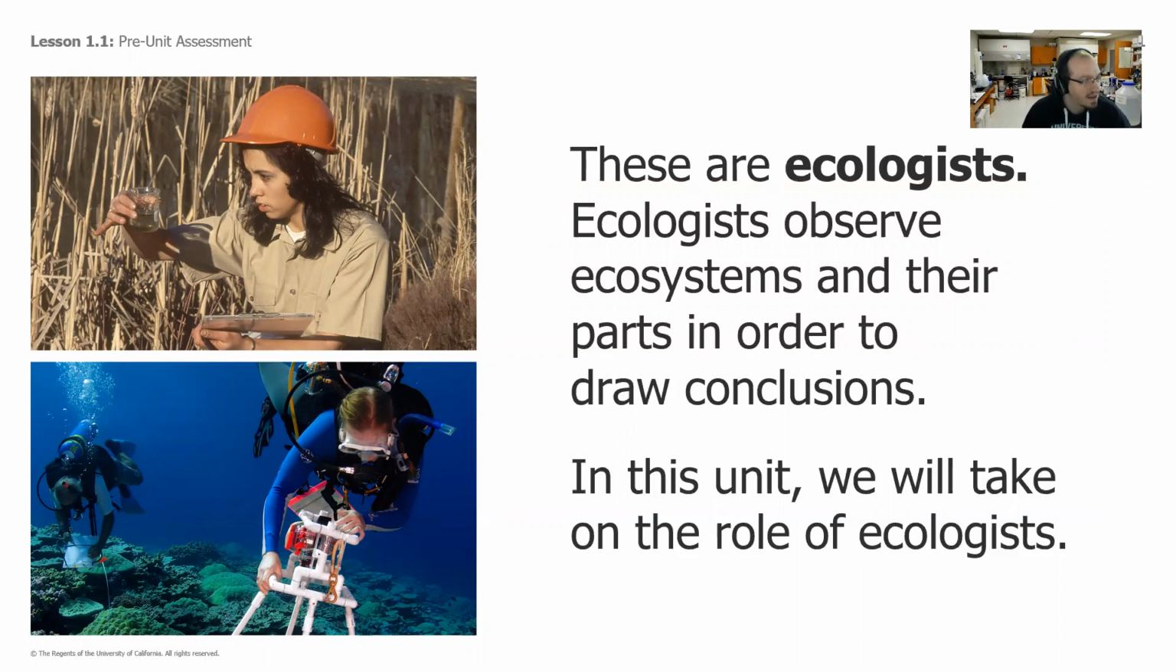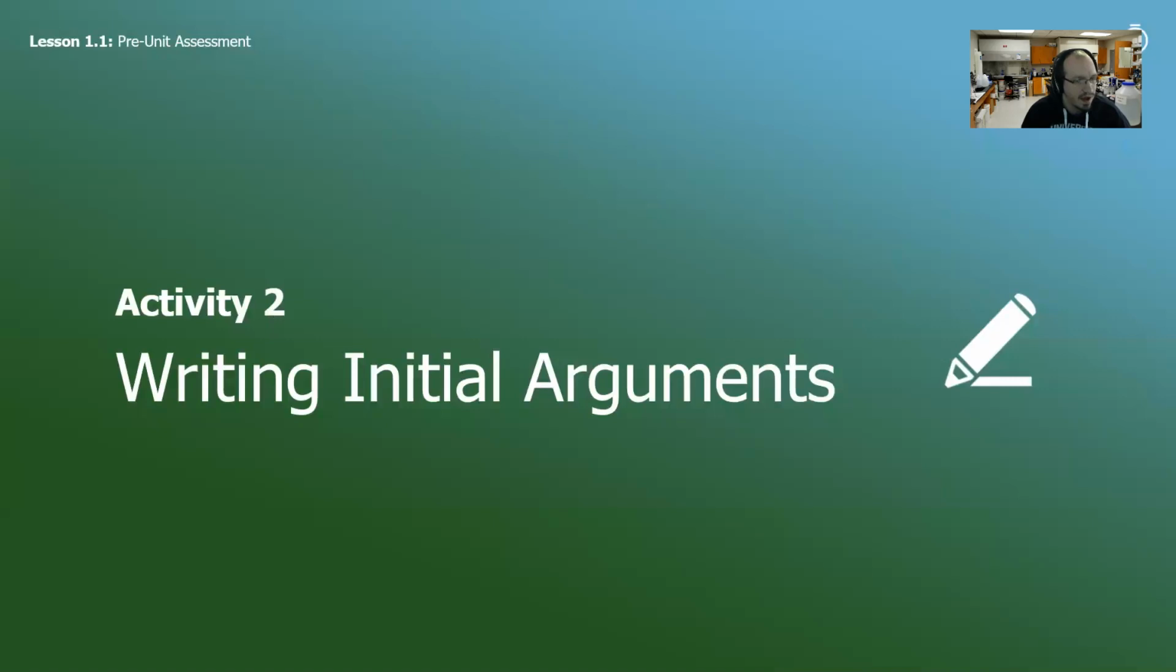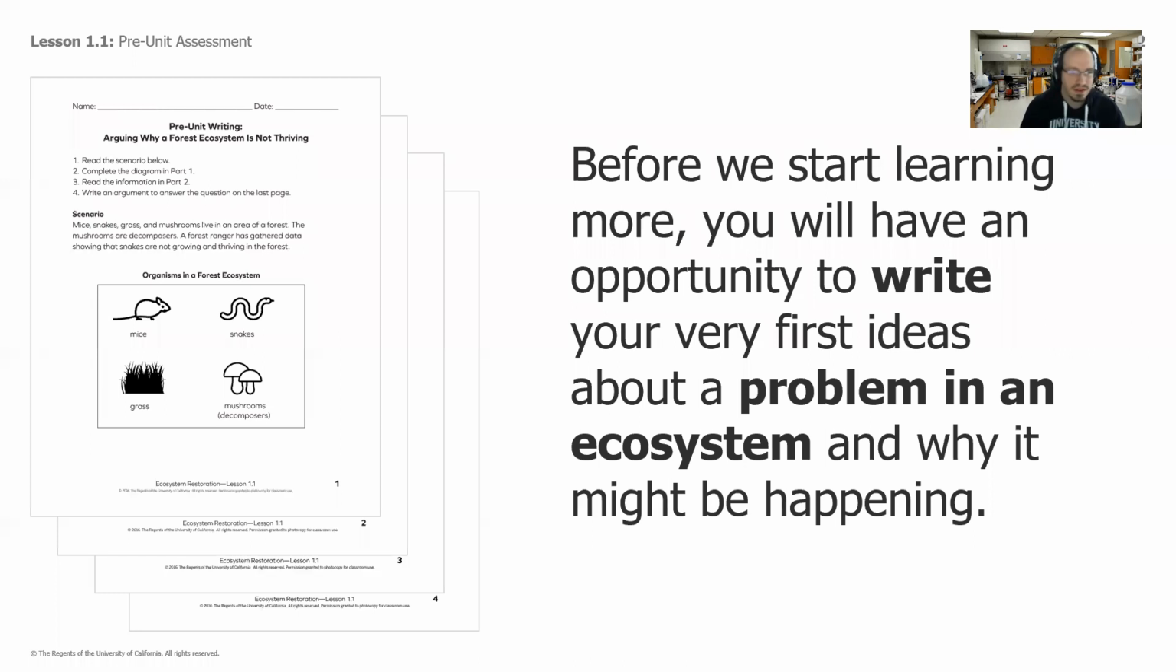Before we get into that, though, we're going to go ahead and do a little bit of a pre-writing assessment just to get everybody's initial ideas out there, so that I can see what we need to focus on as we work through the unit, if there are any misconceptions, if there's anything we need to address. So we're going to go ahead and write our first ideas about a problem in an ecosystem and why it might be happening.